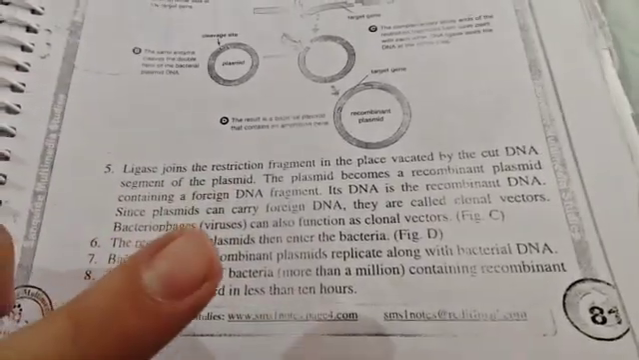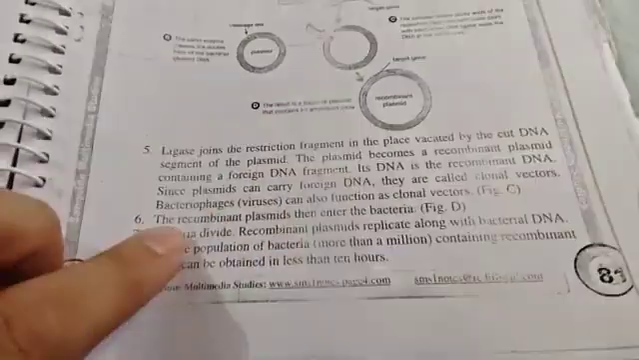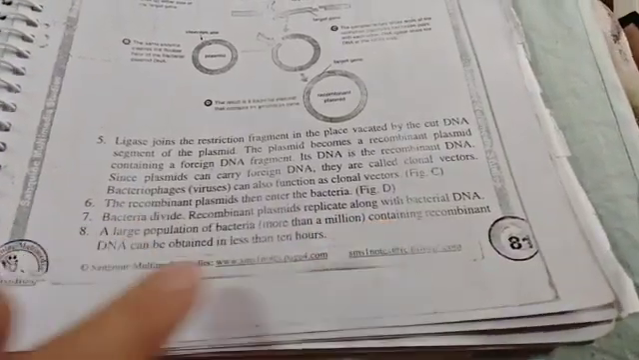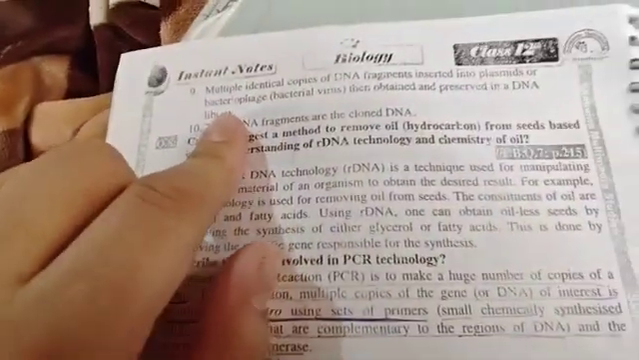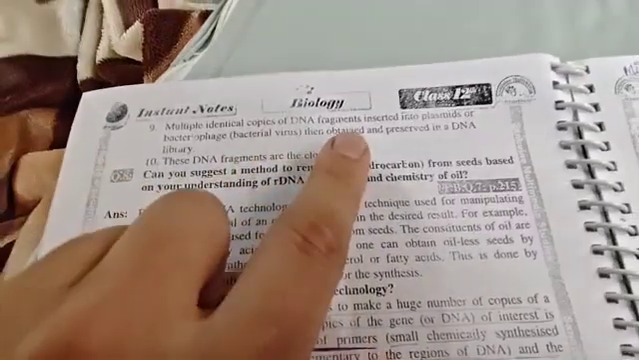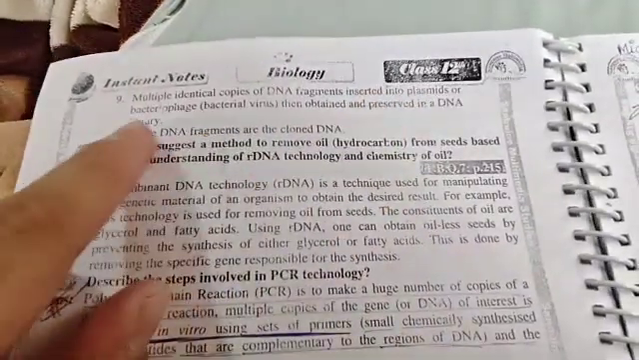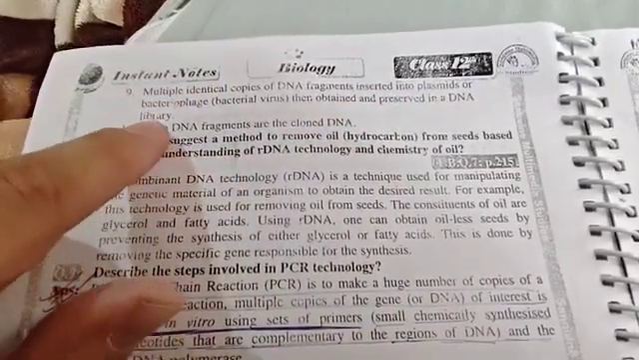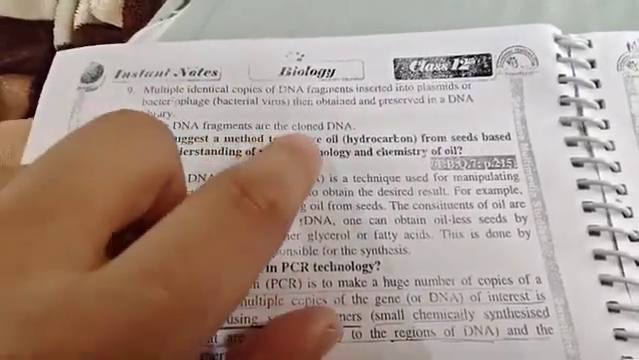The recombinant plasmids then enter bacteria. Then bacteria divide, and the recombinant plasmids replicate along with the bacterial DNA. A large population of bacteria, more than 1 million, containing recombinant DNA can be obtained in less than 10 hours. Then we have multiple identical copies of DNA fragments inserted into plasmids or bacteriophage. Bacterial virus is then obtained and preserved in a DNA library. These DNA fragments are the cloned DNA.